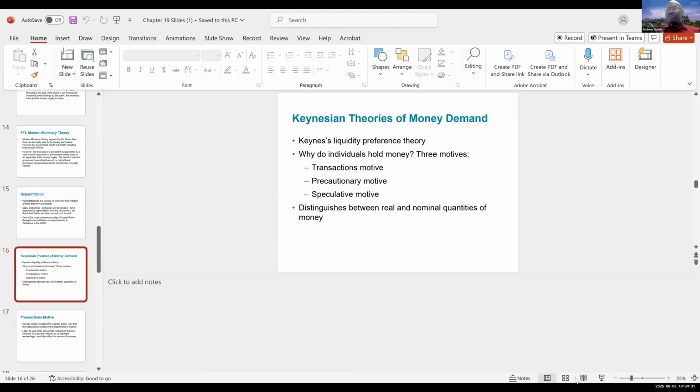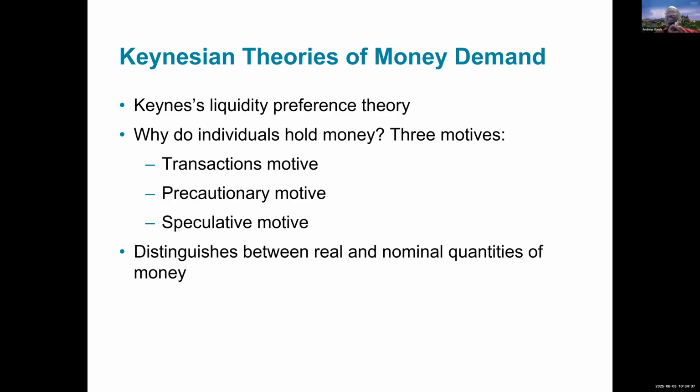Okay. So again, yesterday we started talking about the Keynesian framework. John Maynard Keynes wrote a book in 1936, and some of the chapters of the book are dedicated to understanding the theory of money demand. The Keynesian money demand theory is also known as the Keynes liquidity preference theory. We coined the name liquidity preference because money is the most liquid asset. So you can call it the money demand theory.